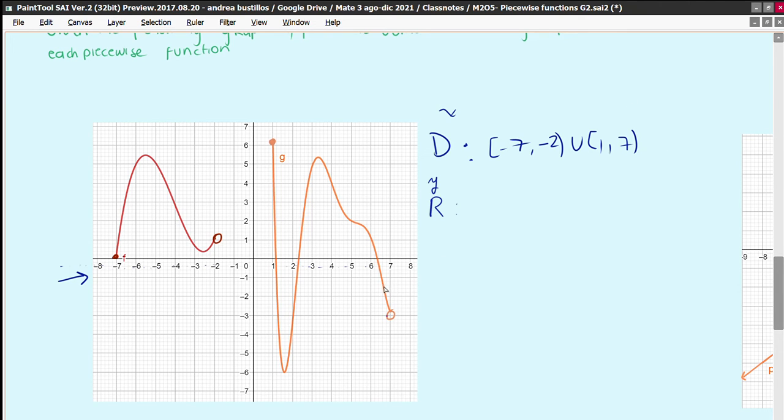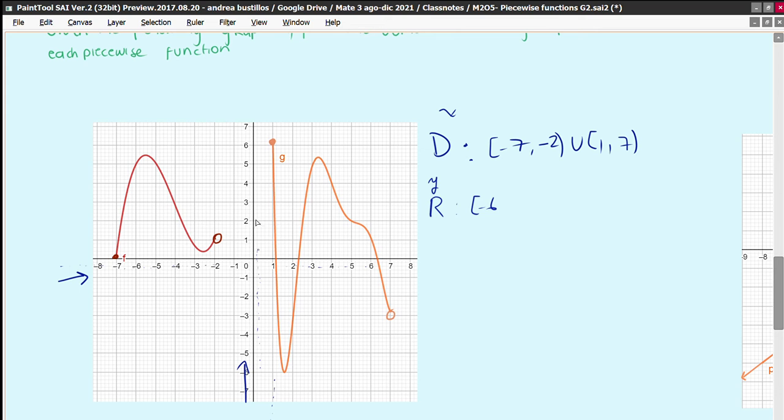Notice that because at 7 our function is a hollow point, the value is not included. Now, for the range, we start looking from down to up. So, looking from down to up, the first value of y for which I have a graph is -6. Notice that -6 is a tip of my graph, so it is included. And if I continue, I keep having a graph for these values of y.